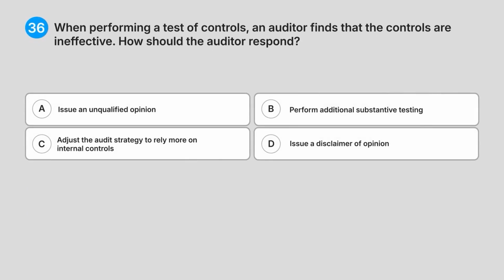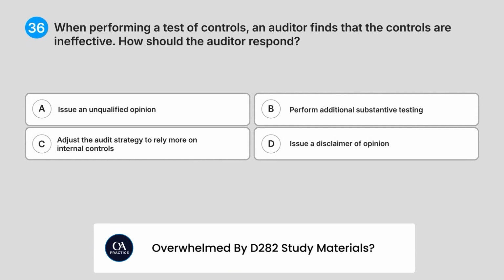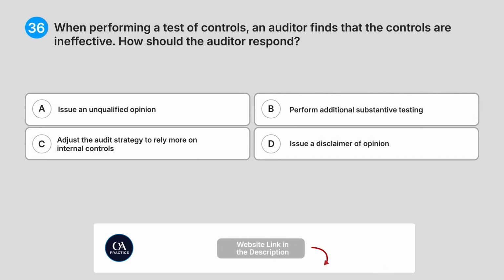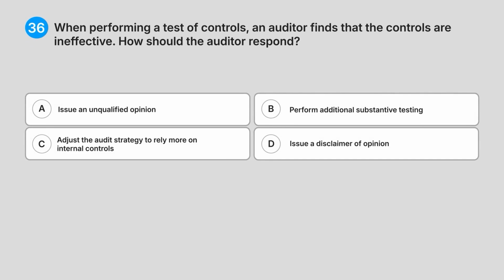(36) When performing a test of controls, an auditor finds that the controls are ineffective. How should the auditor respond? A. Issue an unqualified opinion. B. Perform additional substantive testing. C. Adjust the audit strategy to rely more on internal controls. D. Issue a disclaimer of opinion.